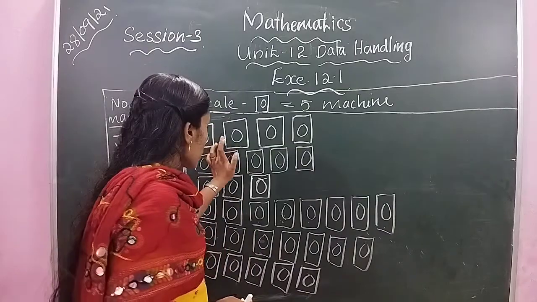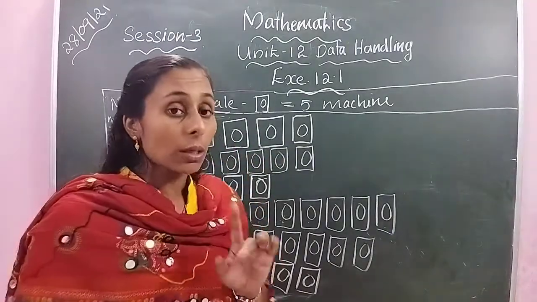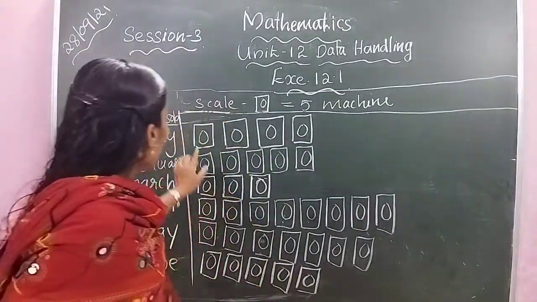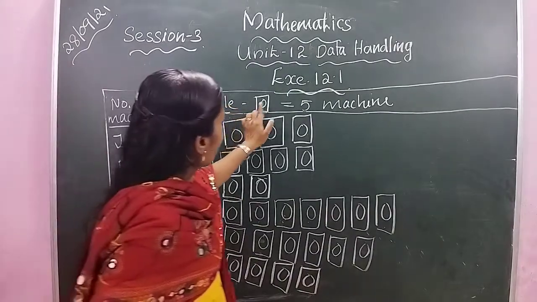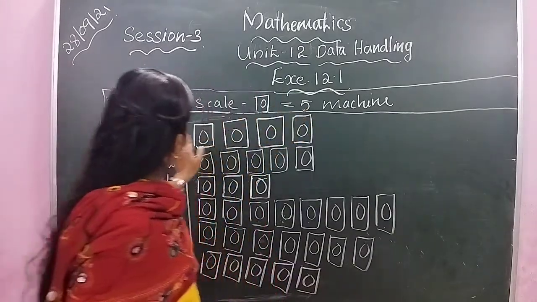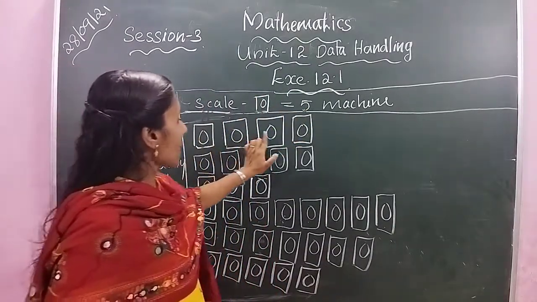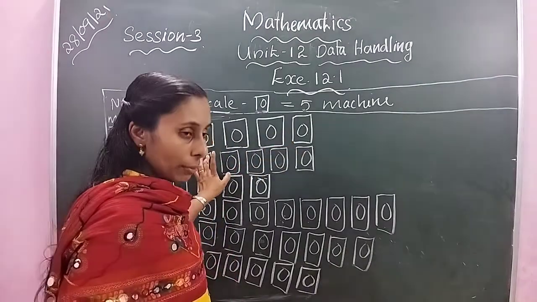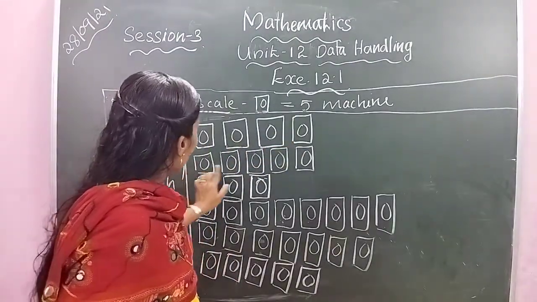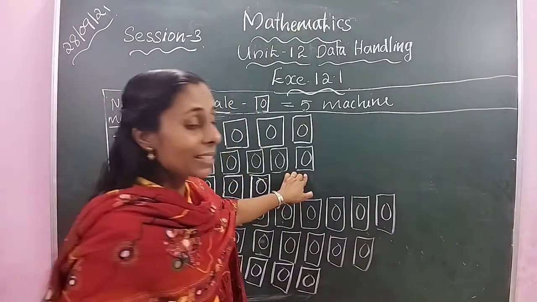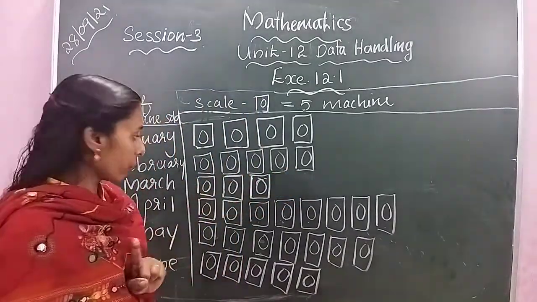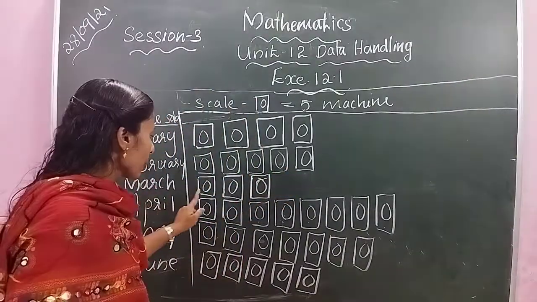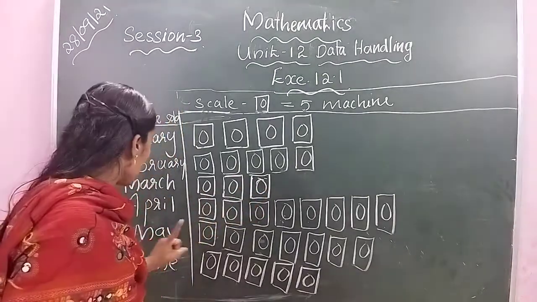Here, instead of the numbers we use symbols. Here scale, one symbol represents 5 machines. Here January 4 symbols are there, that means 20 machines. February 1, 2, 3, 4, 5 symbols are there, that means 25 machines. March 1, 2, 3, 15 machines.